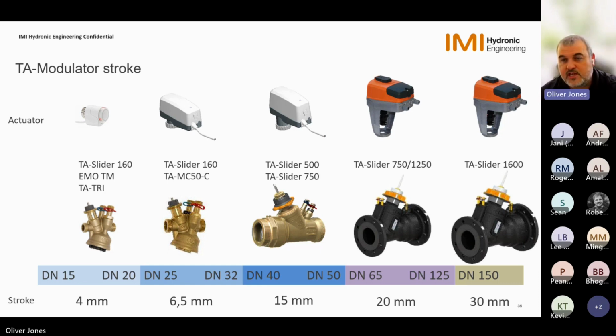Now, with the introduction of the 150 mil valve, we have 30 millimeters of stroke available, and we also have our new TA-Slider 1600, which will cover all of the stroke availability for the 150 mil valve itself.